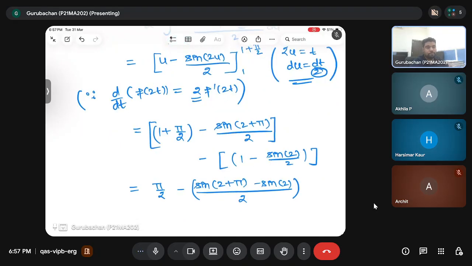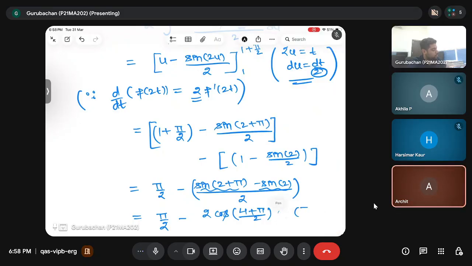Is it clear? So can we again solve it? Yes. Sin A minus sin B. What is sin A minus sin B? 2 cos of (C plus D) by 2 into sin of (C minus D) by 2. So 2 cos (4 plus pi) by 2 into sin, right?